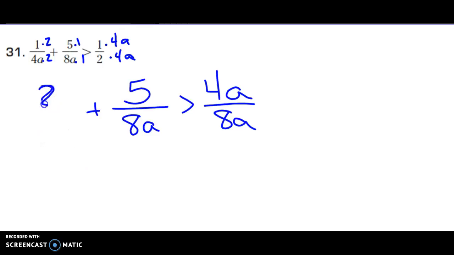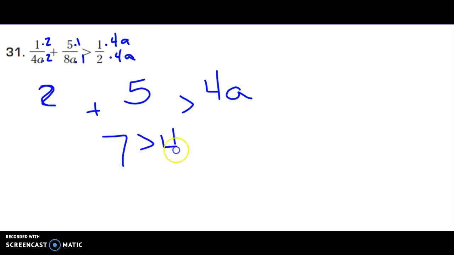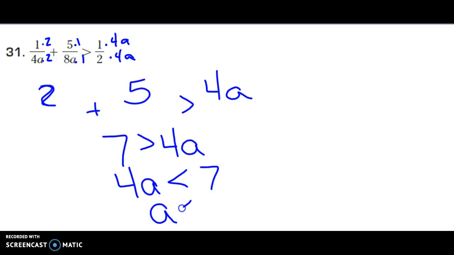And you go ahead and solve your equation the way that you would normally solve an equation. Let me drop this denominator here. Drop that denominator, and we're left with 2 plus 5 is 7. 7 is greater than 4a, so I'm going to switch this around with the symmetric property: a is less than 7/4. Okay, so that's one of our solutions. Well, that is our solution.